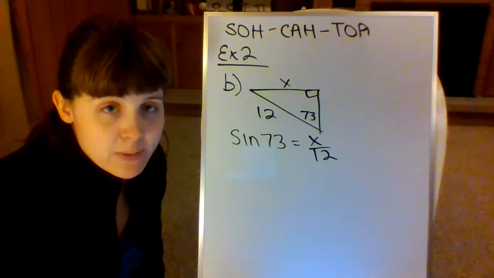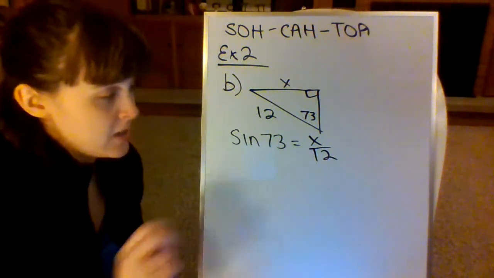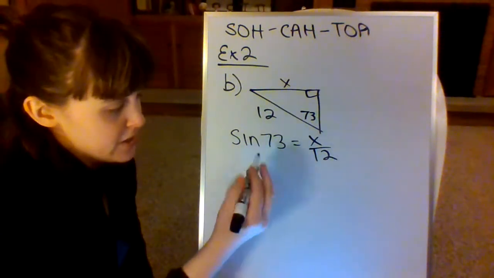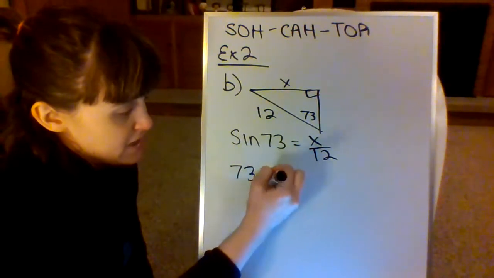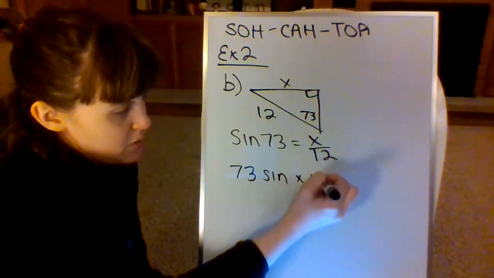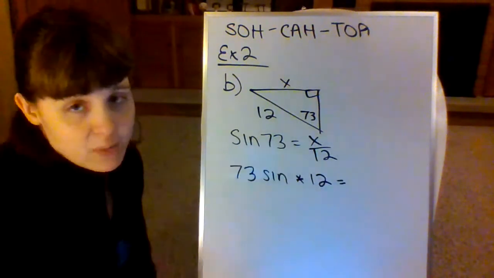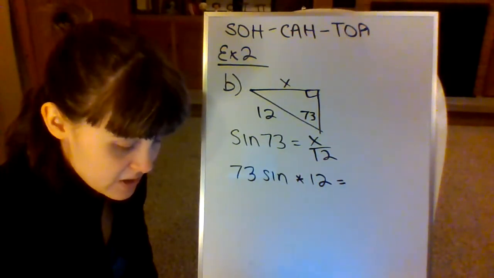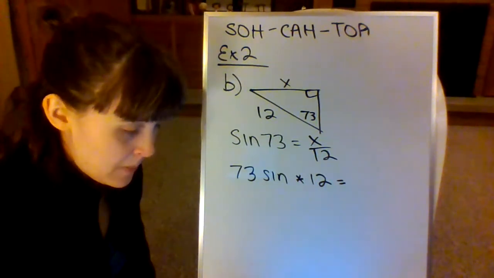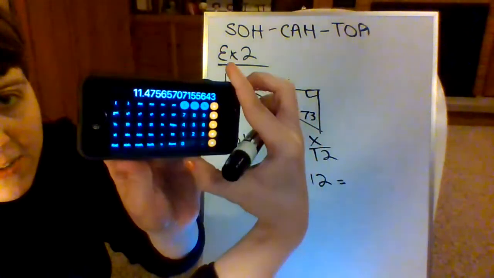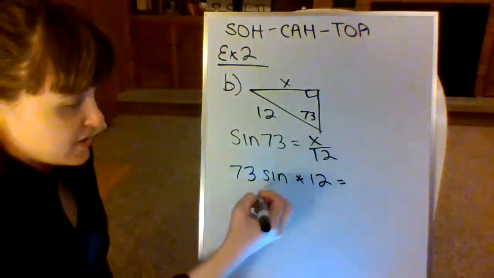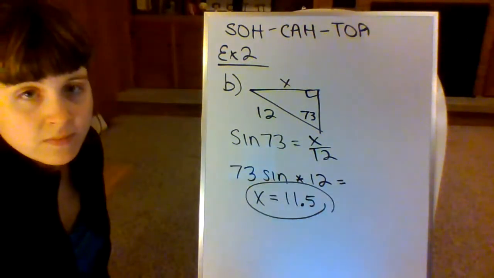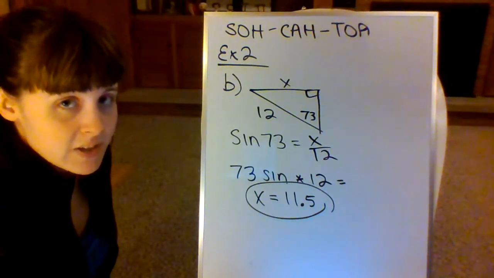Okay, so just like the last problem, the way we're going to solve this is multiplying. So we're going to have 12 times sine 73. So on your phone calculator, we're going to do 73 sine times 12. And that will give us x. Okay, so 73 sine times 12. Okay, so that gave me 11.5. So x equals 11.5. Okay, so that's the second problem.